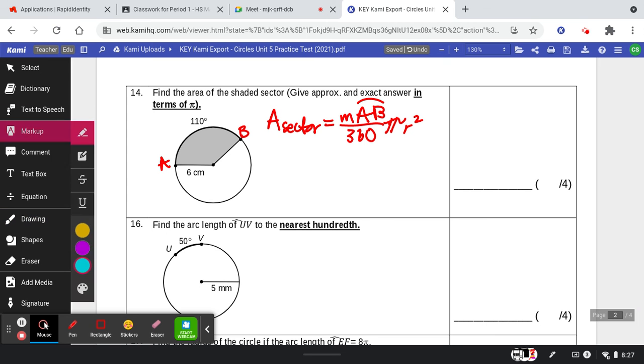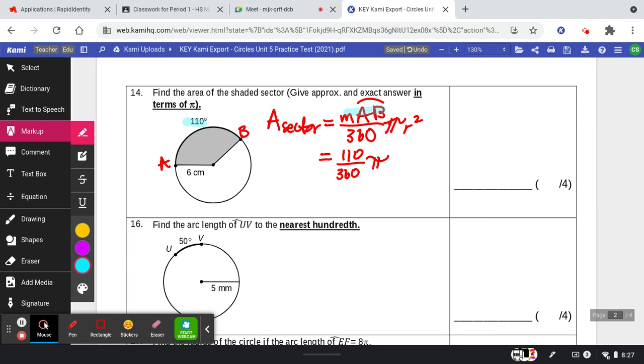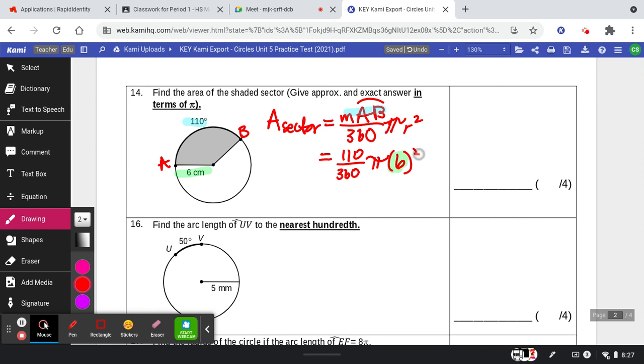So what is my part? My part happens to be 110. What is my radius? My radius is 6. Remember, you're going to give me both an exact and an approximate answer. We all need a calculator right now to do this. Over here becomes a full area of 36 pi. Why is it 36? Because it's 6 squared, or 6 times 6.